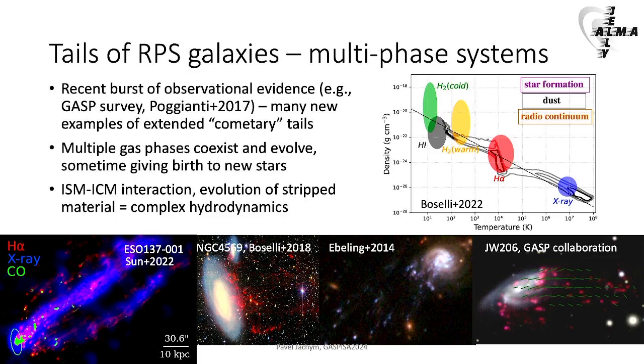The different phases evolve together in the tail, and in some cases they might lead to star formation in the tails. On the right-hand plot you can see all the phases which were detected in jellyfish tails, going from cold molecular through HI, warm molecular, warm ionized gas, H-alpha and other optical lines, to hot X-rays. And obviously this interaction involves complex hydrodynamics and also the evolution of the gas in the tails.